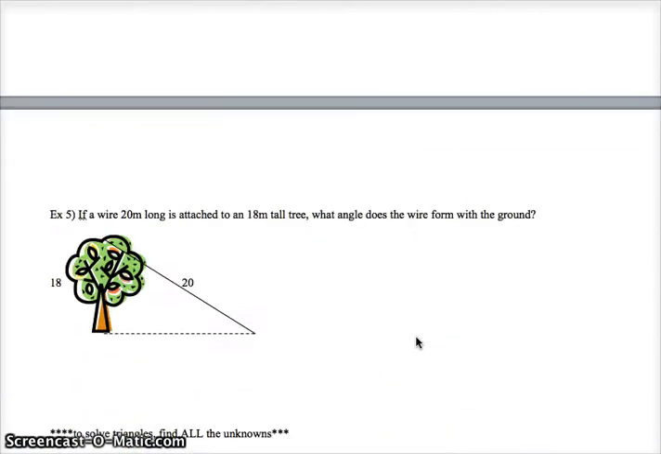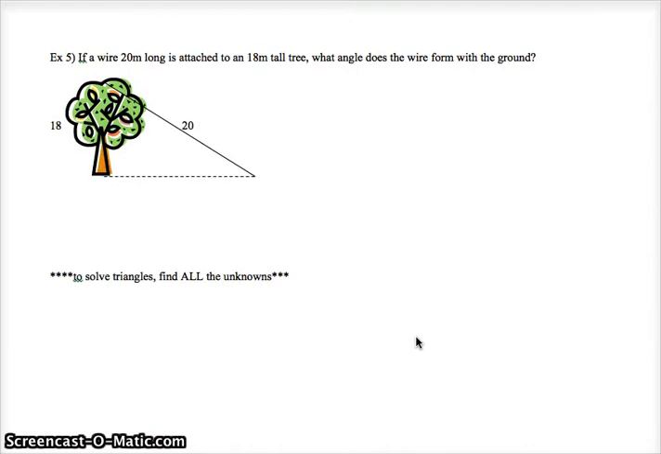Right? So the very last example that we're going to look at, example 5: if a wire 20 meters long is attached to an 18-meter tall tree, what angle does the wire form with the ground? So remember, are we looking for this angle up here or this angle down here? What angle does the wire form with the ground? So you should be thinking of this angle. We have our opposite and our hypotenuse. So we're going to be using the sine of our angle is equal to 18 over 20. So go ahead, solve for that angle and come back to the video when you're ready.